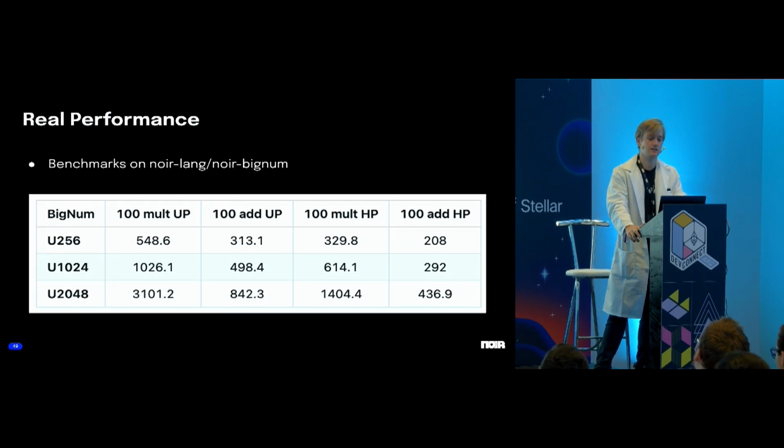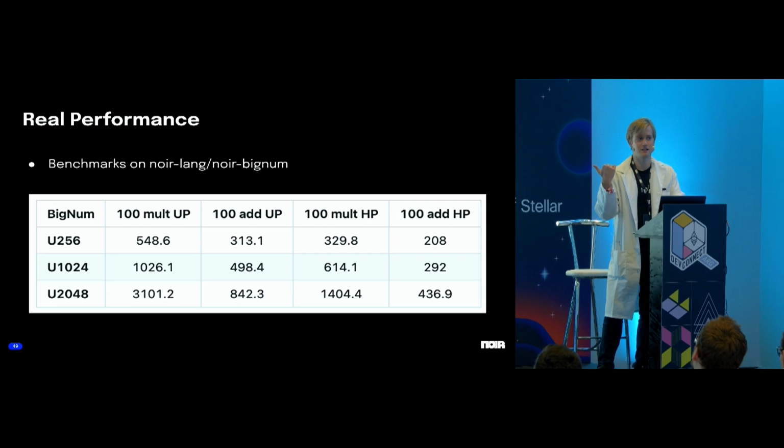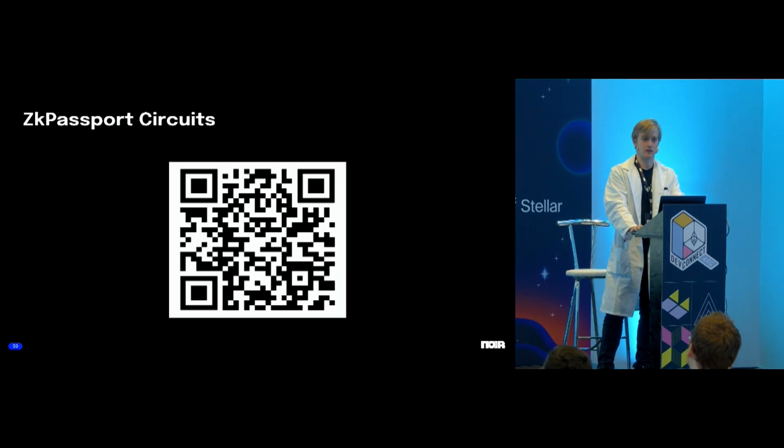And the ZK Passport, like actually generating a ZK Passport proof, which does a lot more, it's doing curve operations, which use this big num as a dependency, occurs in about a minute, which has been a lot of work to get to that time. I want to credit ZK Passport though. You guys should check out their circuits, where you can see how they actually use this in production.